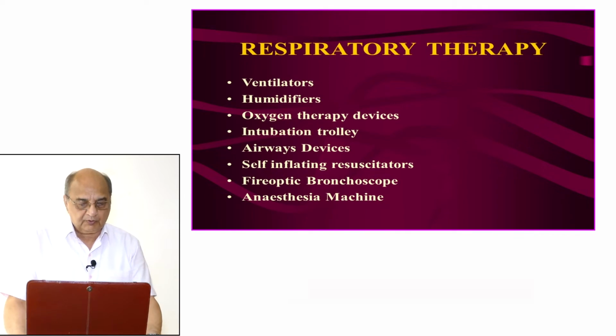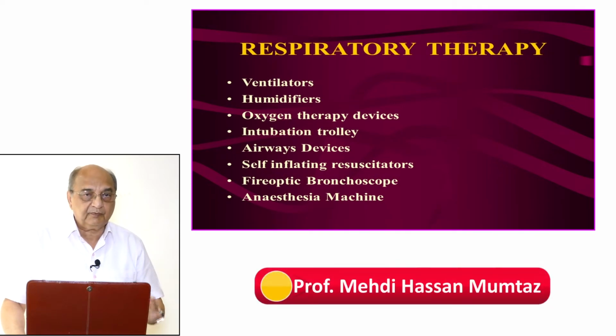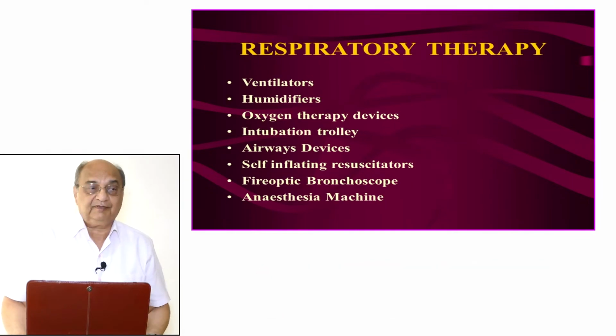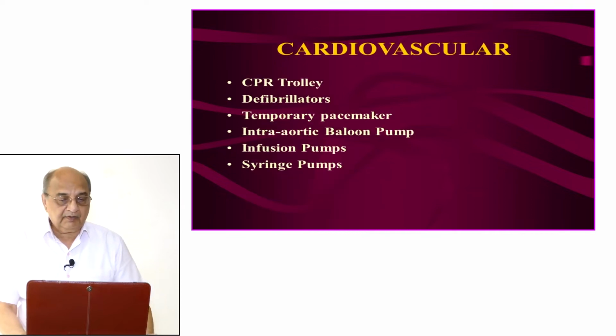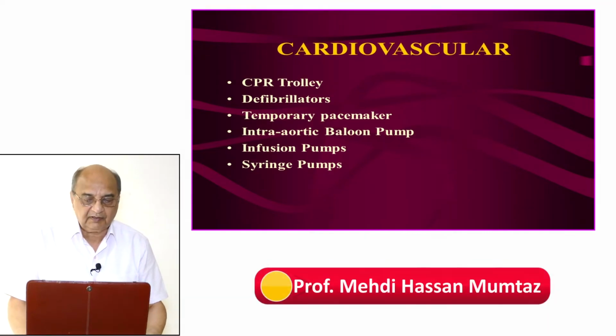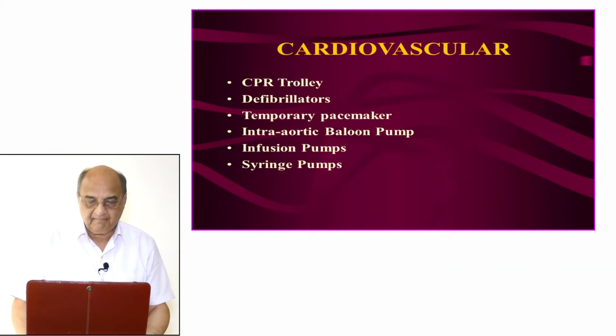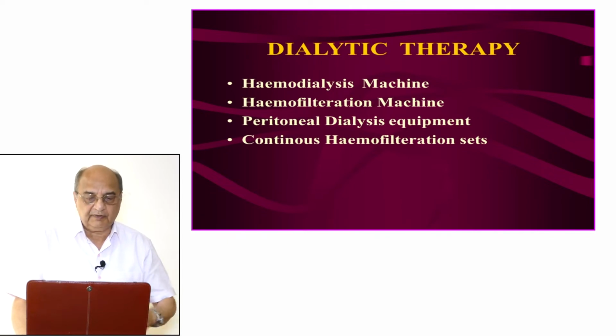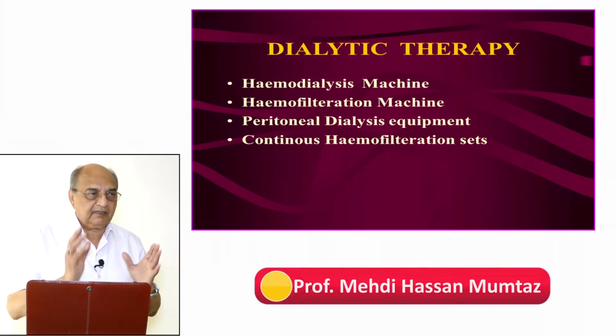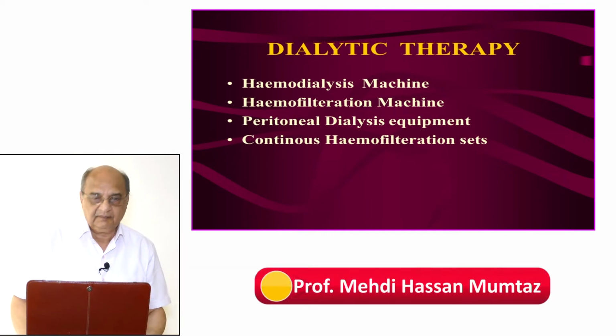Then fiber optic bronchoscope, and there should be provision for one anesthesia machine also in the intensive care unit, in case you have to anesthetize the patient. Cardiovascularly, you should have a CPR trolley, defibrillators, temporary pacemaker, intra-aortic balloon pump, infusion pumps, and syringe pumps. Dialytic therapy, dialysis: there should be a hemodialysis machine, hemofiltration machine, hemodiafiltration machine, then peritoneal dialysis equipment. All these things should be available at least at one bed of the intensive care unit.